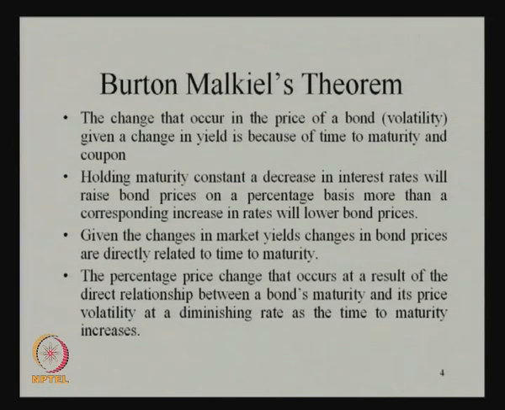Given changes in market yields, changes in bond prices are directly related to time to maturity, and the percentage price change that occurs as a result of the direct relationship between a bond's maturity and its price volatility increases at a diminishing rate as the time to maturity increases. These are the different theorems Malkiel has given. If you see this example, it will be clearer. Maturity, coupon and yield are the factors which affect bond pricing, and there are certain observations Malkiel found, which we can also see through this example.